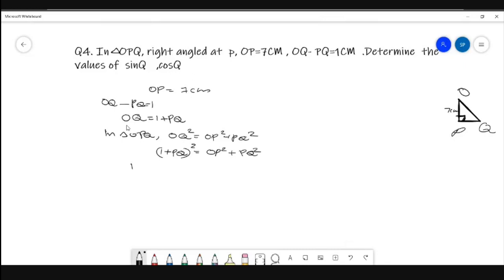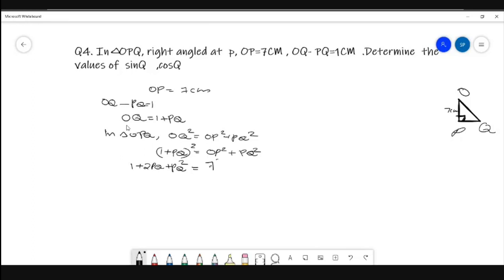Now A plus B whole square we can apply: A square plus 2 into A into B plus B square. A means it is 1. So 1 plus 2 into PQ plus PQ square equal to OP square, again it is 7 centimeters, so we can substitute 7.